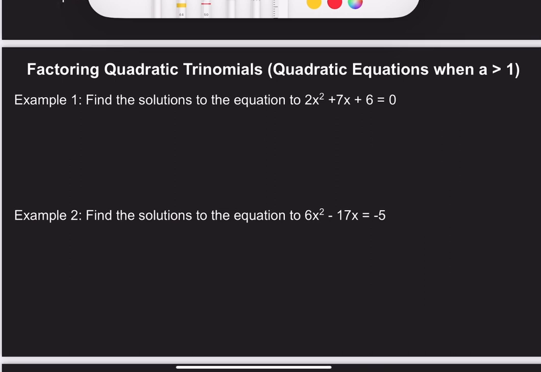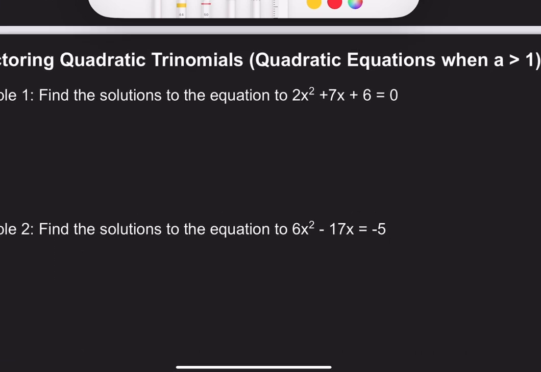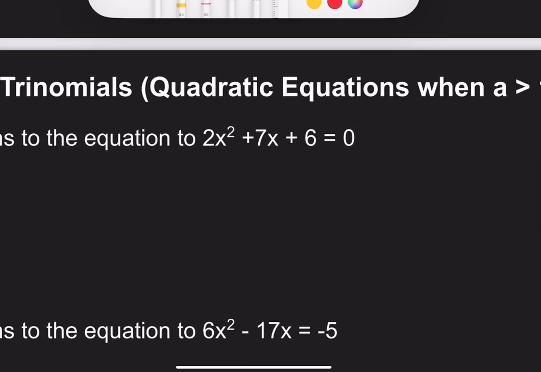Example 1 says find the solutions to the quadratic equation 2x squared plus 7x plus 6 is equal to 0. Now, as we can see, it's already equal to 0, so we're happy. To solve this, look at the first term. This is different. There is a 2 in front of your x squared. The value of a is 2. What we're going to do is we're going to utilize the AC method.